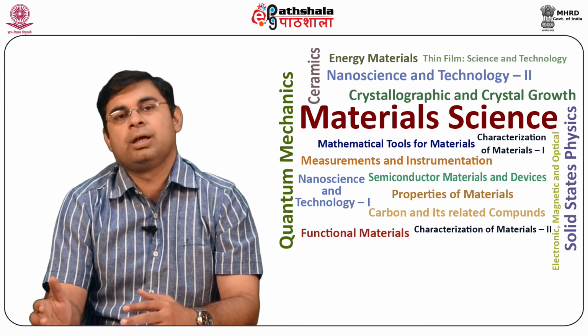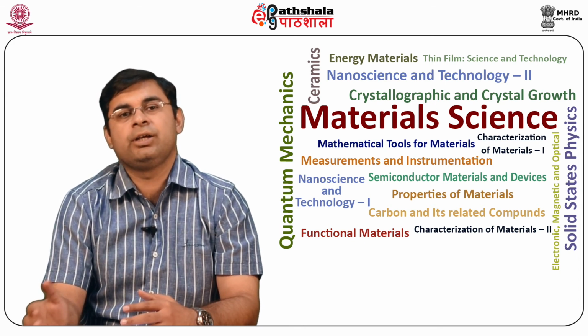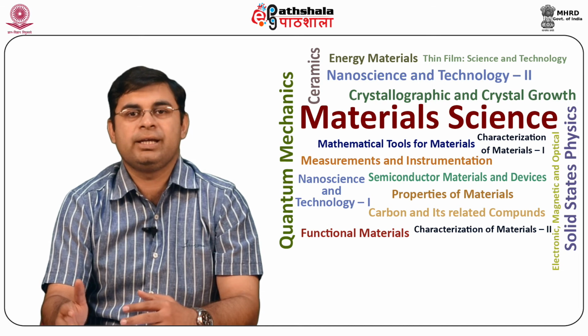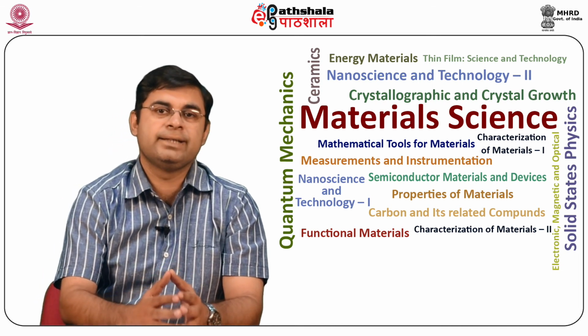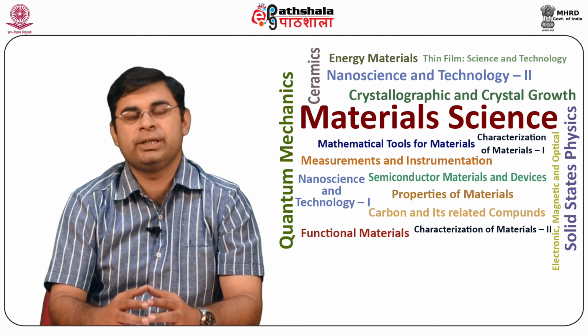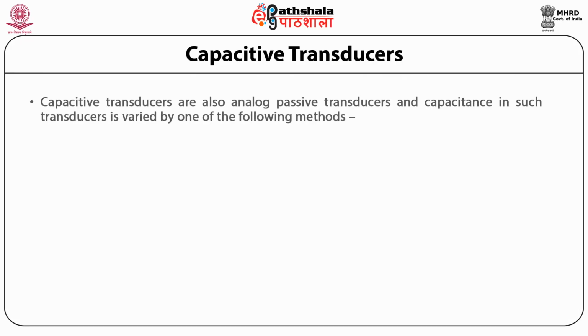Epsilon R is the relative permittivity of the dielectric, A is the area of plates in meter squares, and D is the distance between the two plates in meters. Capacitive transducers are also analog passive transducers, and capacitance in such a transducer is varied by one of the following methods.